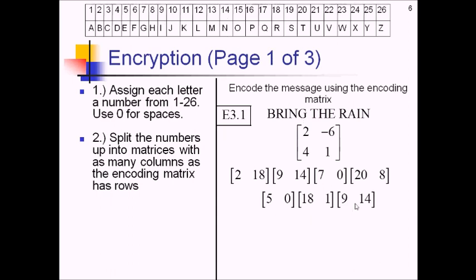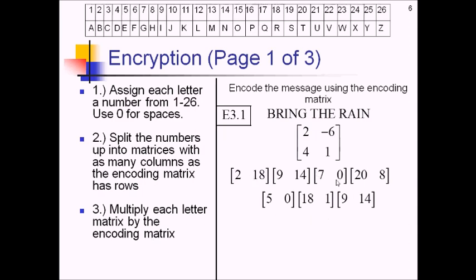Now, what happens if you had an uneven number of characters here? Well, then you would just put a 0 for your very last number, and that's fine. So what do we do with all these numbers once we've got them written out? We are going to multiply each of these letter matrices by the encoding matrix. So this is a little bit different than the last time around when we put the transformation matrix out in front. So this time now we're going to have 2 and 18 times this encoding matrix.